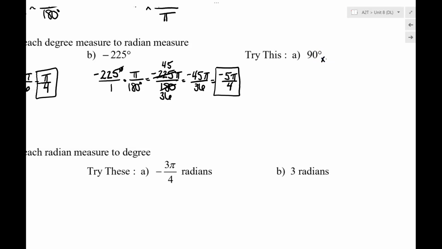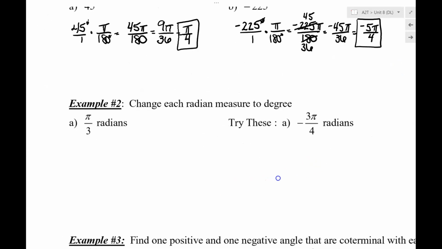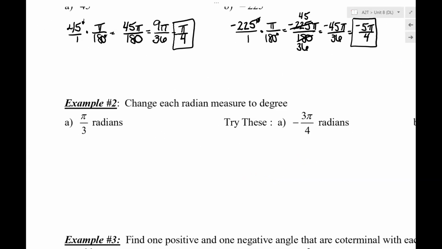Okay, so I'm going to multiply by pi over 180. Hopefully you did that as well. It gives us 90 pi over 180, reduced by 10, reduced by 9. So we get pi over 2 radians, which we know is what 90 degrees is. Nice job, guys. Okay, so pi over 3 into degrees.